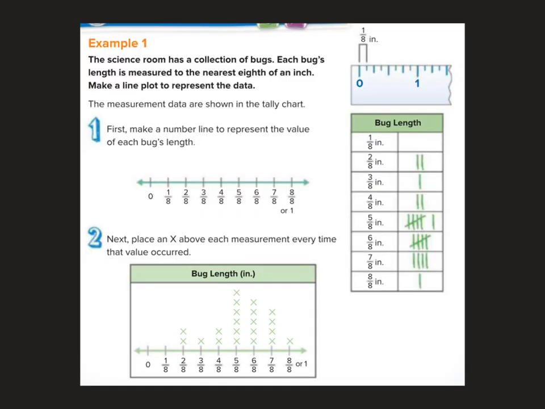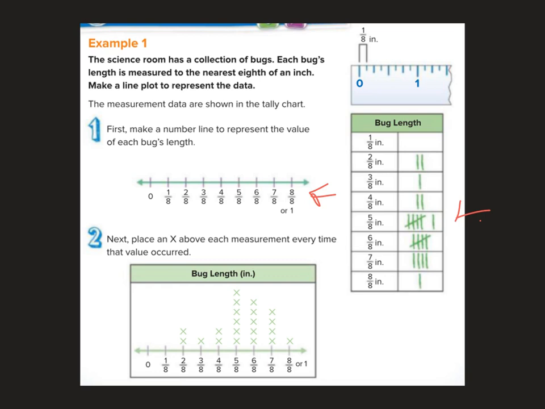Example 1. The science room has a collection of bugs. Each bug's length is measured to the nearest eighth of an inch. Make a line plot to represent the data. The measurement data are shown in the tally chart. Here's our tally chart. First, make a number line to represent the value. Then next it says place an X for each measurement data.